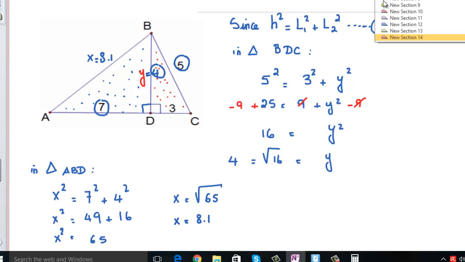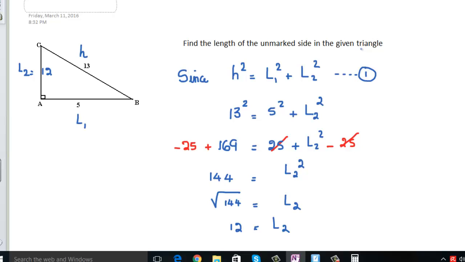Let's go back to number 13. We had to find leg 2. We have 5, we have 12, we have 13. Let's check the hypotenuse. 13 is larger than 12, 13 is larger than 5. That means I'm doing a good job. So don't forget, as a verification, the hypotenuse has to be larger than leg 1 and leg 2.